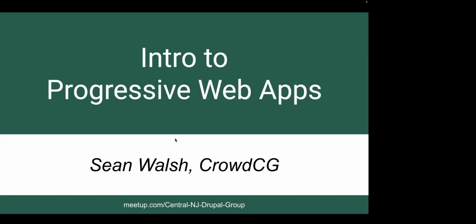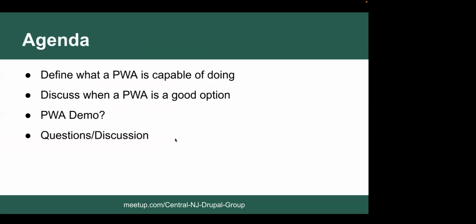Did I introduce myself? I probably haven't introduced myself. So I'm Sean Walsh. I run a small consultancy called Crowd Communications Group with my wife, Jessica, and we primarily work with open source content management systems, Drupal, WordPress, and Jamstack stuff to build web applications, primarily for higher education and nonprofit clients. So that's my experience coming into this.